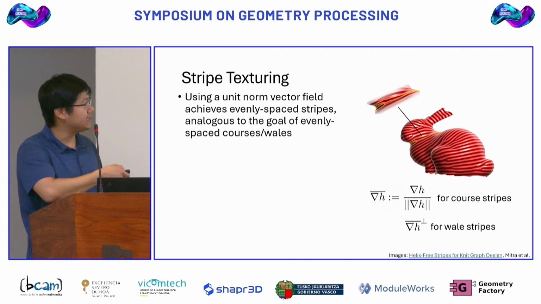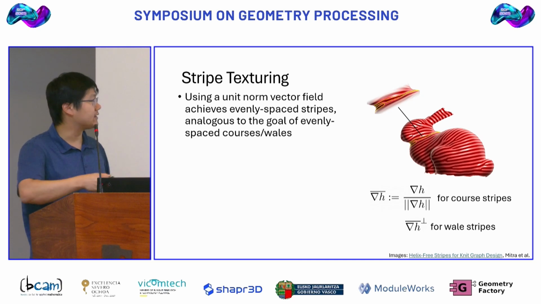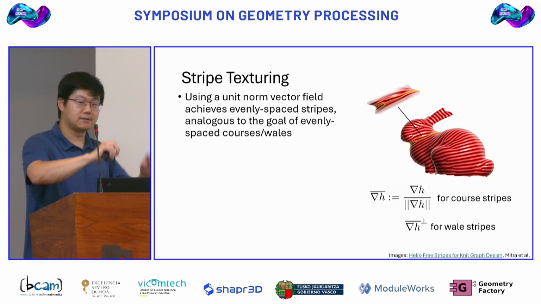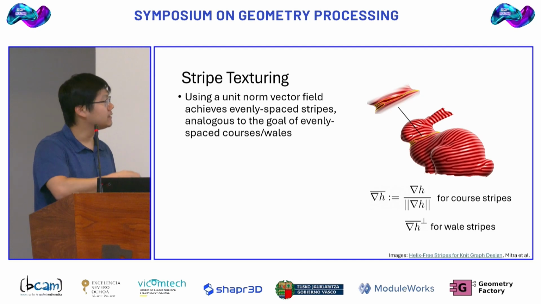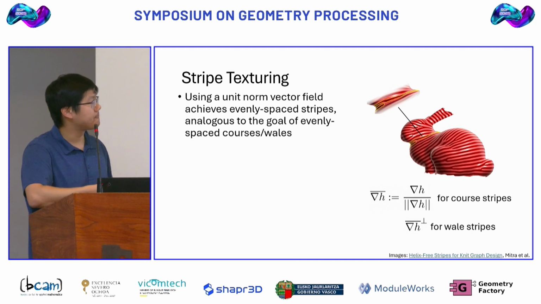And in this bunny, what we did, and what you might imagine doing via the knitting time function, is to take the gradient of it and normalize it as a way of specifying the stripes that correspond to the course rows, and you would rotate it 90 degrees for the wale stripes.